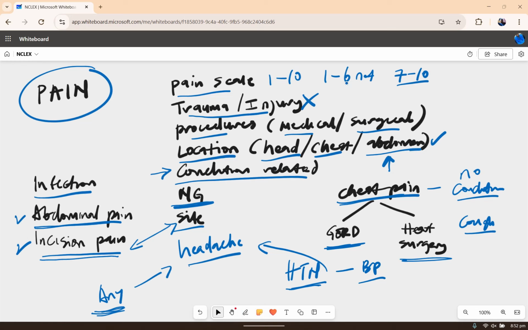When it's abdominal pain, further assessment needs to be done, because they should not be having abdominal pain. So if a patient returns from a particular abdominal procedure and they are complaining of abdominal pain, that is a priority. That is a priority on the NCLEX exam. So yeah, I've covered everything about pain.